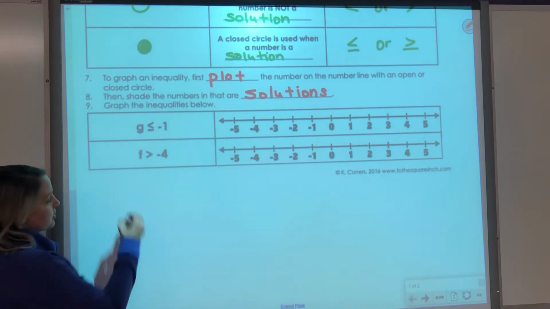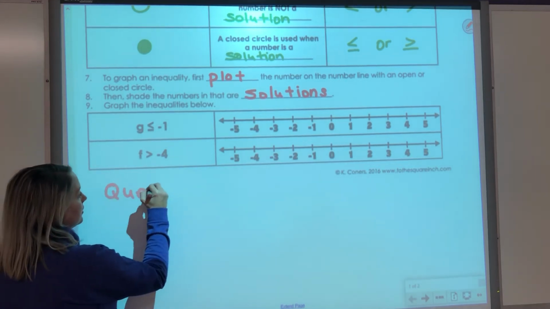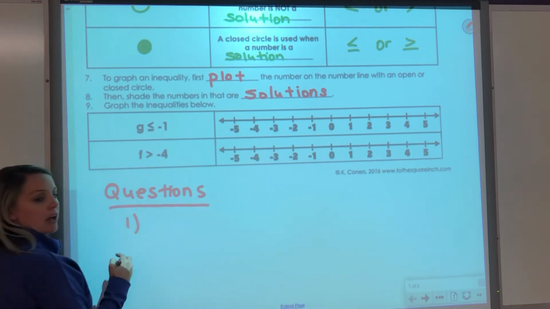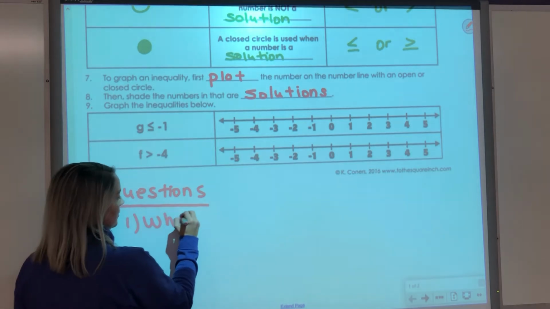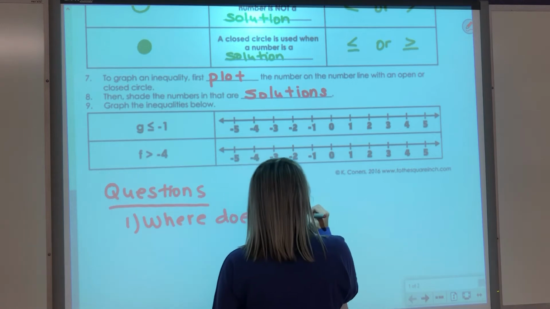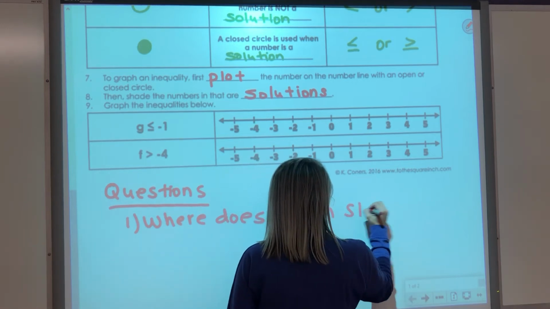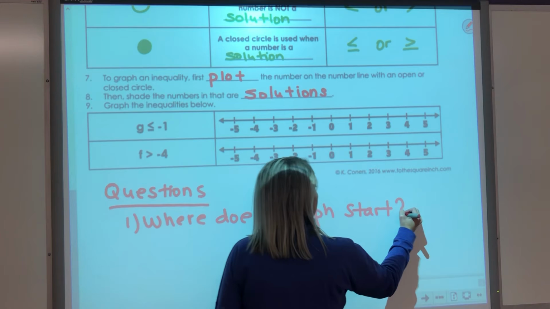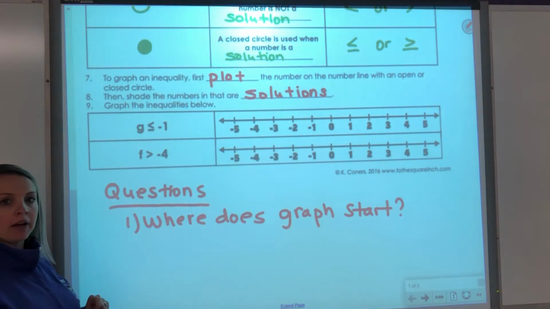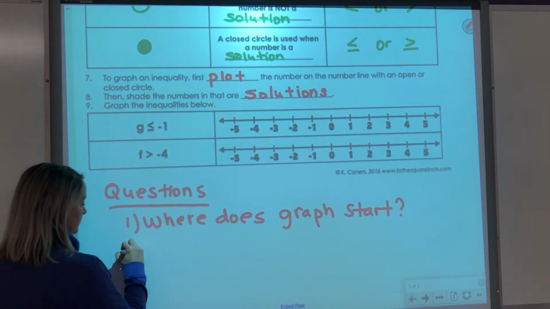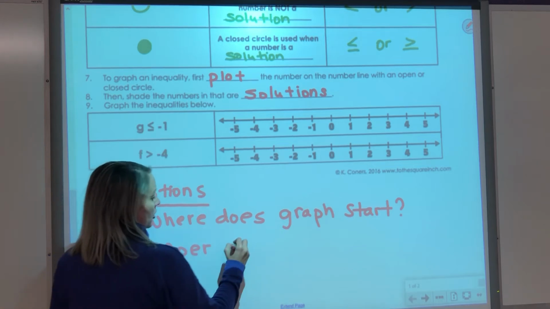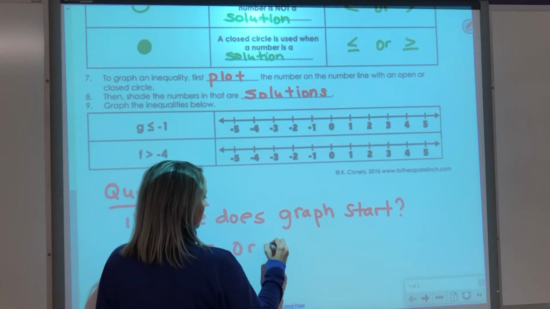So here are some questions that you're going to ask yourself. Number 1, where does your graph start? So at what number is my graph going to start? Is my circle going to be open or closed?